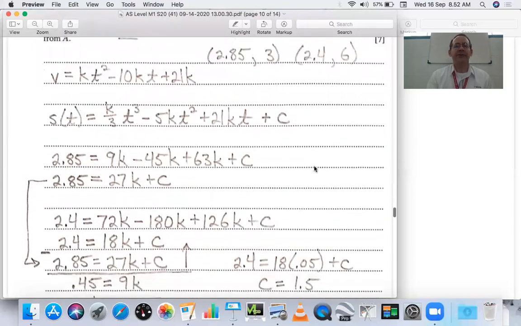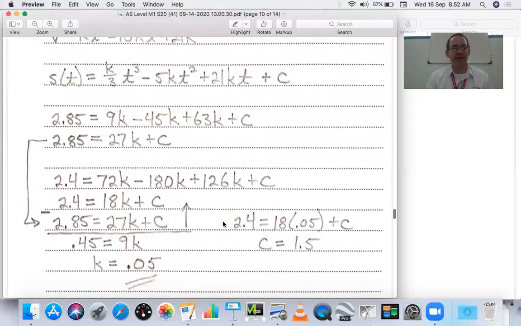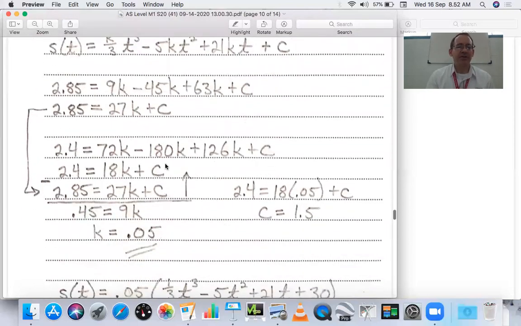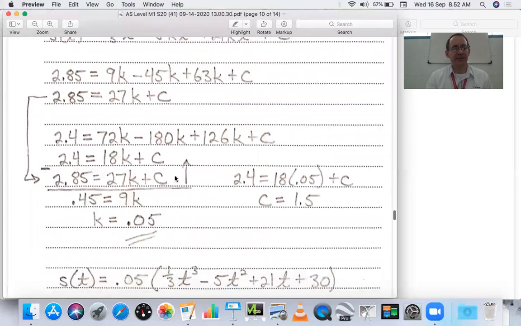If we do the same thing with our 2.4 and 6, plugging those in, we end up with an equation of 2.4 equals 18k plus c. We subtract those two equations. I subtract going in the upwards direction so that I end up with a positive value. 0.45 equals 9k, divide by 9, k equals 0.05. Plugging that back into one of our previous equations gives us a c of 1.5.